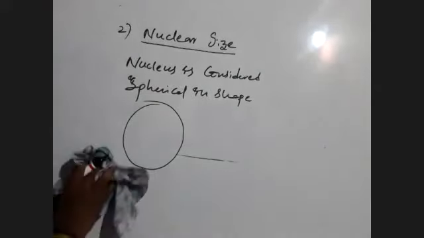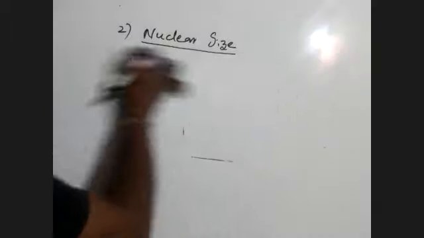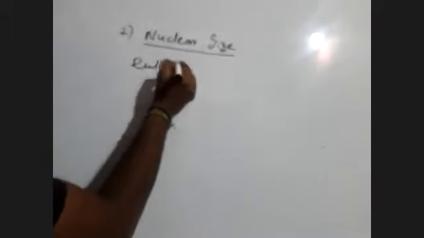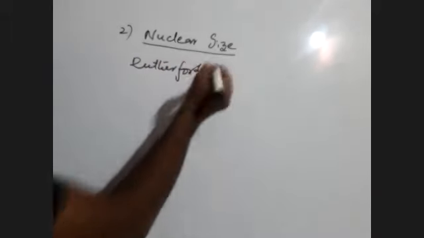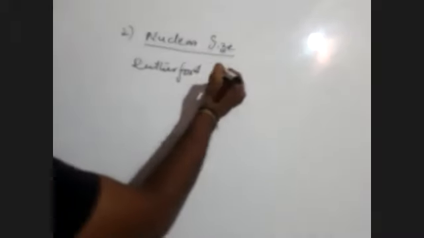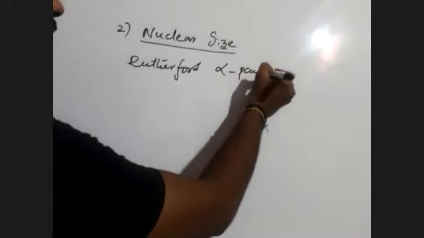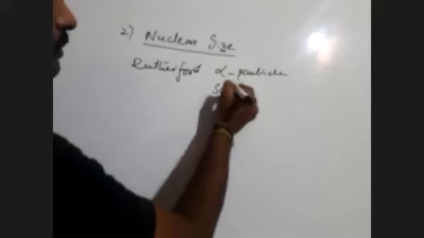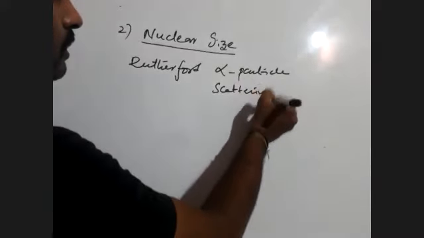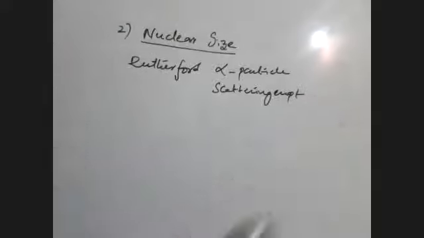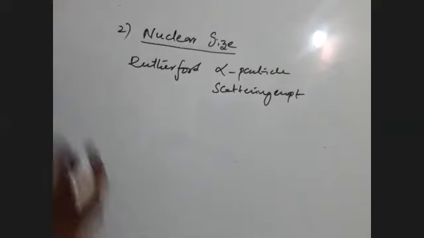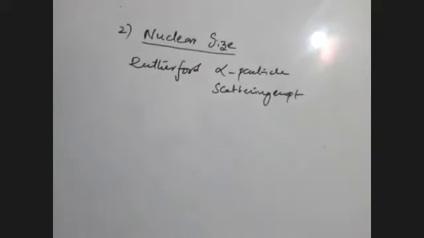How can you determine this? The nuclear size was determined by Rutherford in the alpha particle scattering experiment. Nuclear size is determined by Rutherford by the alpha particle scattering experiment. So in the determination of the nucleus it was discovered.